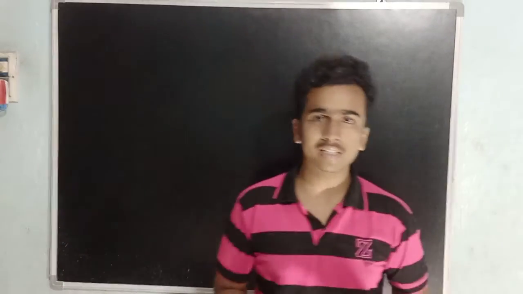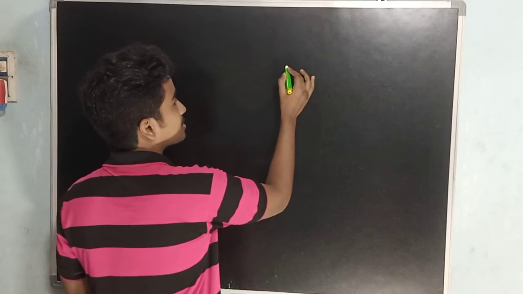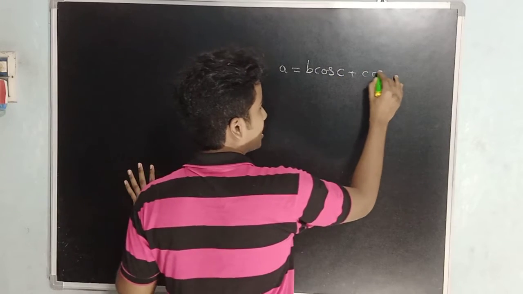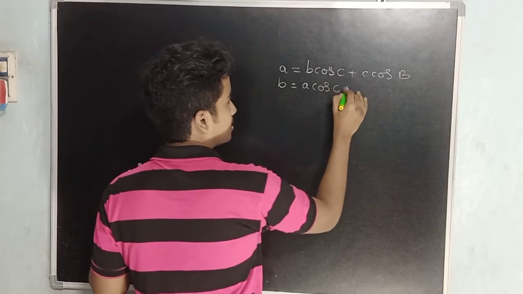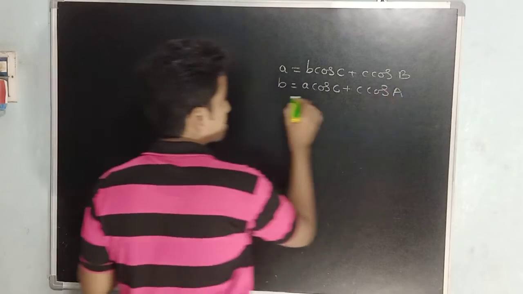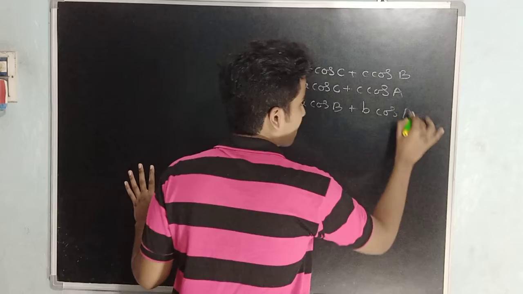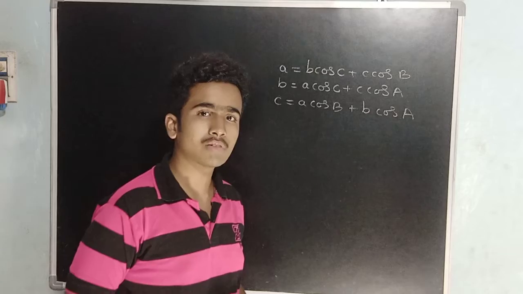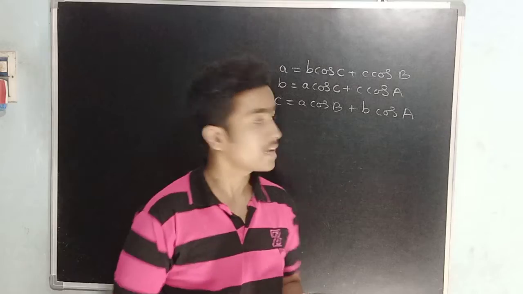Previously, we have discussed the three principles. From the three principles, we have derived the cosine rules. Let me recap those three principles. a is equal to b cos C plus c cos B. b is equal to a cos C plus c cos A. c is equal to a cos B plus b cos A. These are the three principles that we have discussed in previous videos, and I have derived them using basic geometrical concepts and trigonometry.